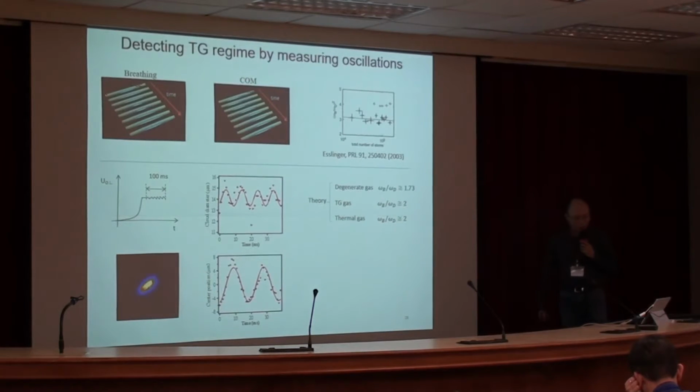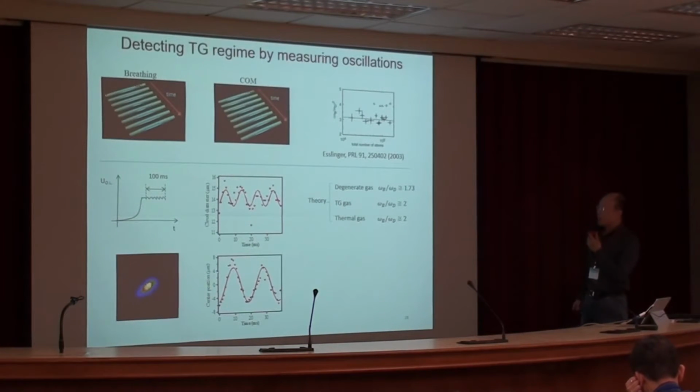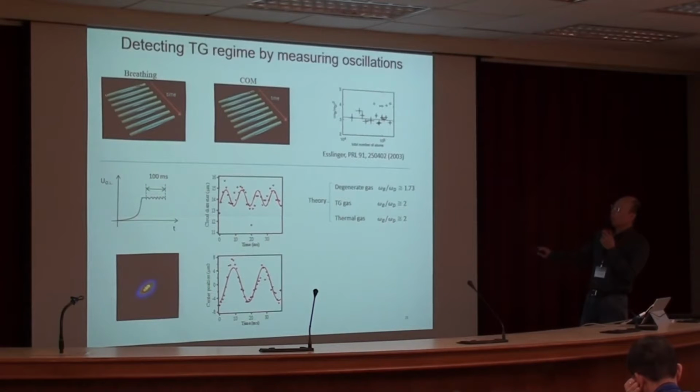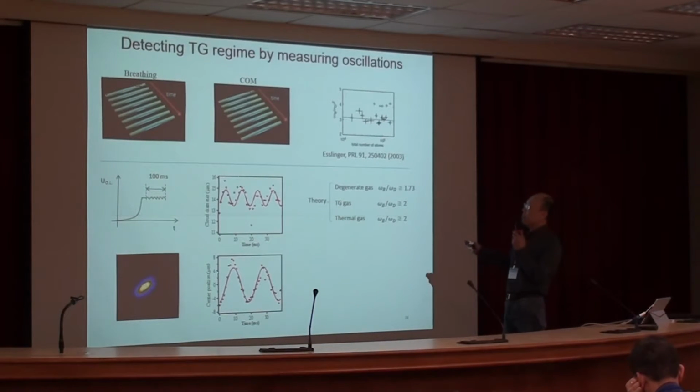Okay, so once we load the condensate into the lattice, we next ask where we are. Are we reaching the TG regime yet? There are several ways to probe. One way is by looking at the collective motion. These are the two lowest-order oscillations. One is the zero mass mode, the center of mass mode, where the whole cloud is sloshing inside the trap. The next one is the breathing mode, where the cloud contracts and expands like that.